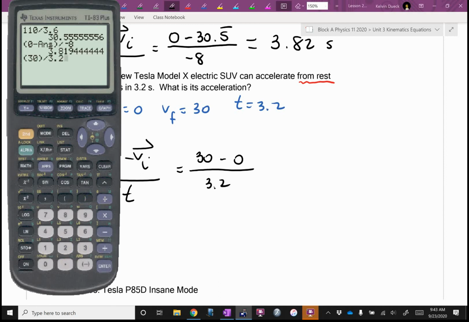You typed it in already, right? Folks, if you're not typing this in, I'm going to call you on everything. You have to follow along. What'd you get? 9.375. I'll call it 9.38.